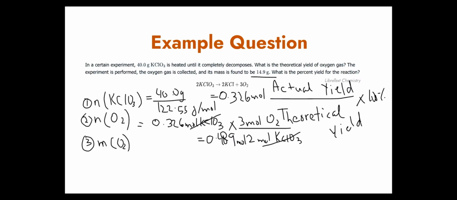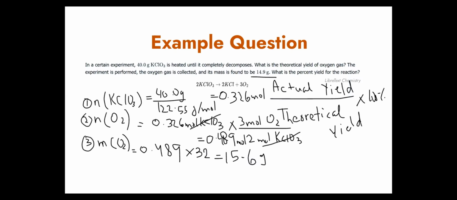Now that we have the moles of oxygen, we are only left with one last step, and that is to find out the mass of oxygen. So all you have to do is multiply the number of moles with the molar mass, and that would give you 15.6 grams. Now this is our theoretical yield.